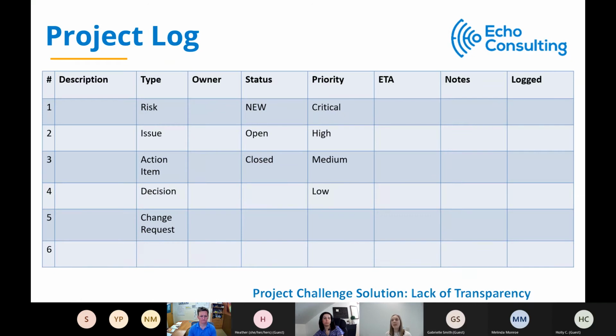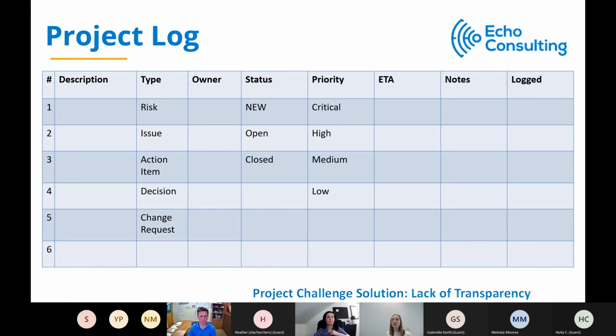So project log, and this is a specific tactic that can help us with that lack of transparency, right? So that risk mitigation area. And this is just an example. It can be much more detailed than this, but this is really a simplistic view of where you could start with this.